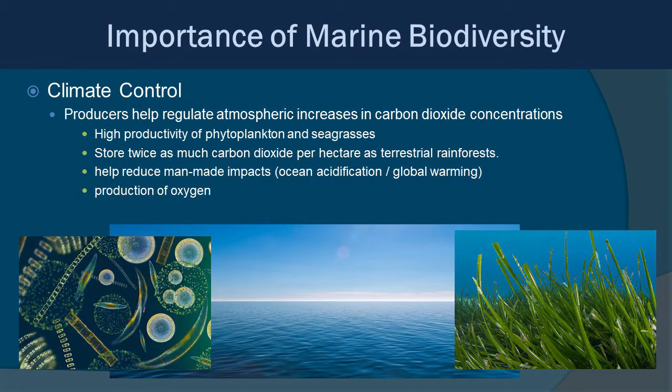Now, another big one is climate control. The producers help regulate atmospheric increases in carbon dioxide concentration, and of course, the ocean has a lot of producers. High productivity of phytoplankton and seagrasses is key. They store twice as much carbon dioxide per hectare as terrestrial rainforests. Again, huge, right? They help reduce man-made impacts such as ocean acidification and global warming. They're also very important in oxygen production. In fact, scientists estimate that somewhere between 50 to 80% of oxygen production for the atmosphere comes from the ocean.